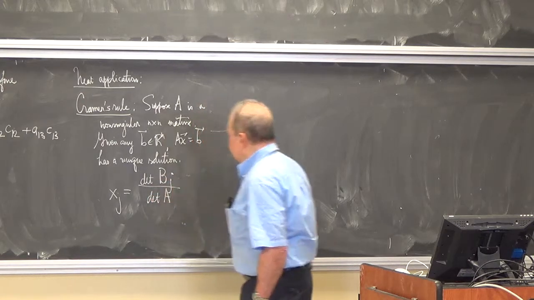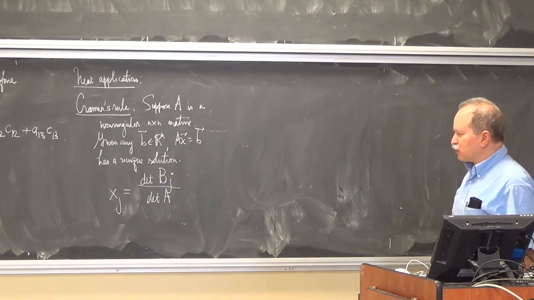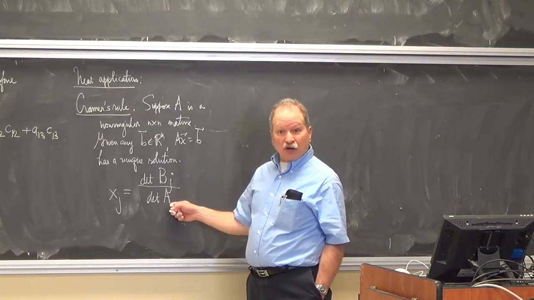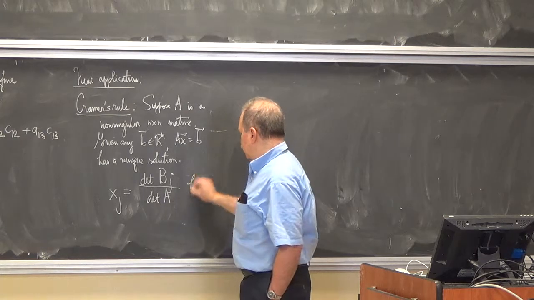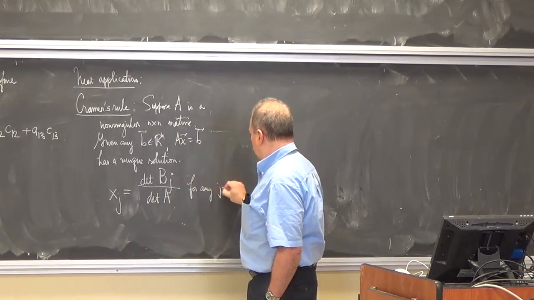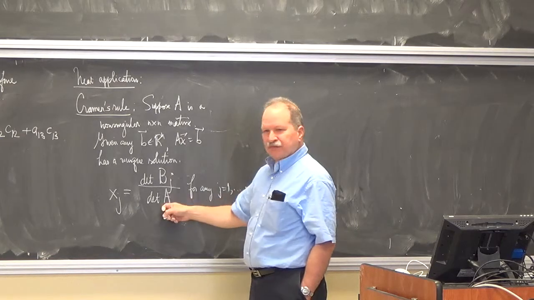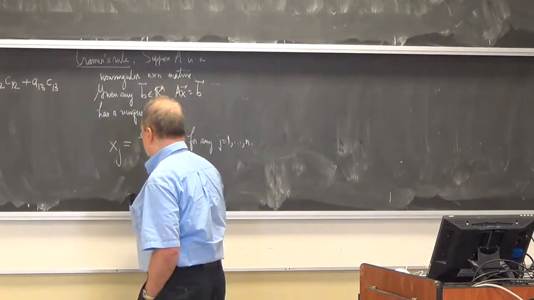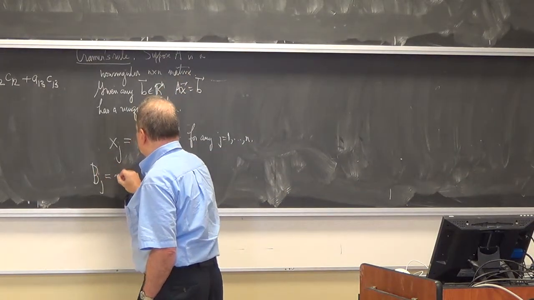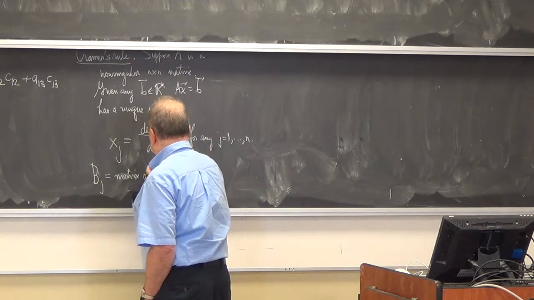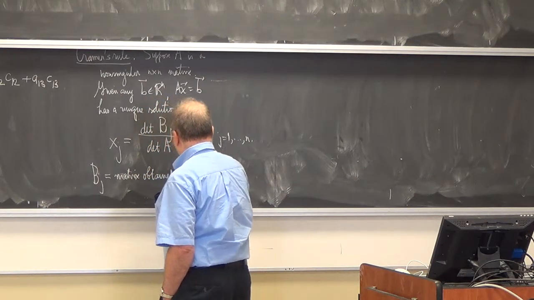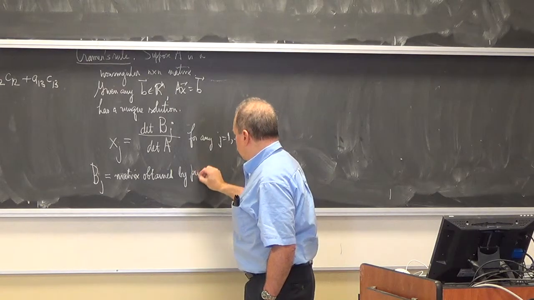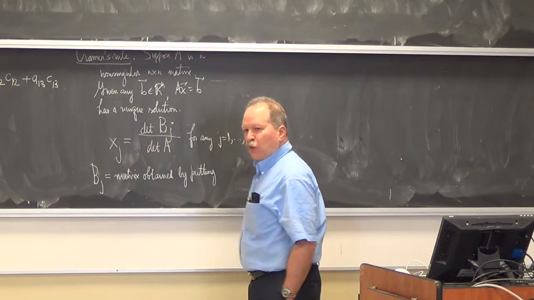that looks like taking the determinant of some matrix Bj, which I'm about to tell you, and dividing by the determinant of A, which is non-zero. Why is the determinant not zero? Because the matrix is non-singular. And Bj here is the matrix obtained by replacing the jth column of A with the vector b.